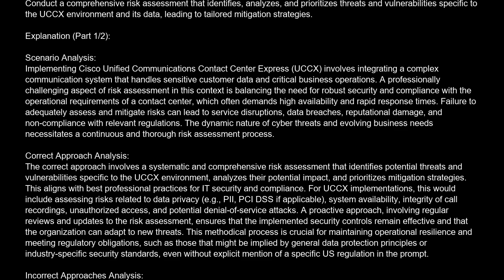A proactive approach, involving regular reviews and updates to the risk assessment, ensures that the implemented security controls remain effective and that the organization can adapt to new threats. This methodical process is crucial for maintaining operational resilience and meeting regulatory obligations, such as those that might be implied by general data protection principles or industry-specific security standards, even without explicit mention of a specific U.S. regulation in the prompt.